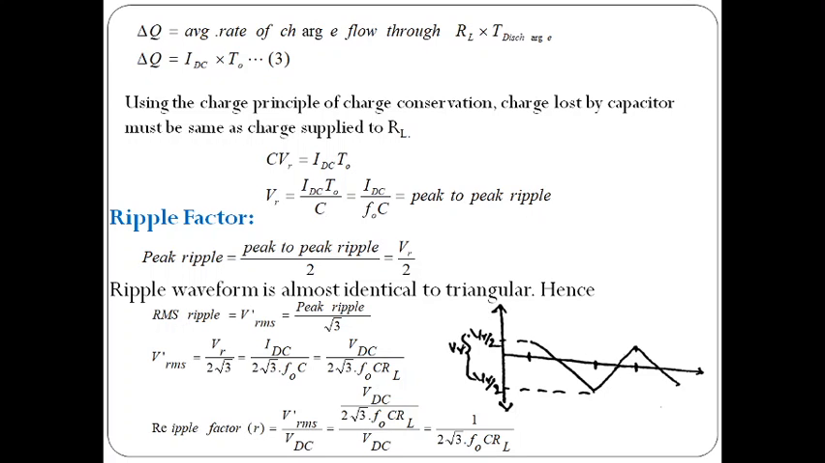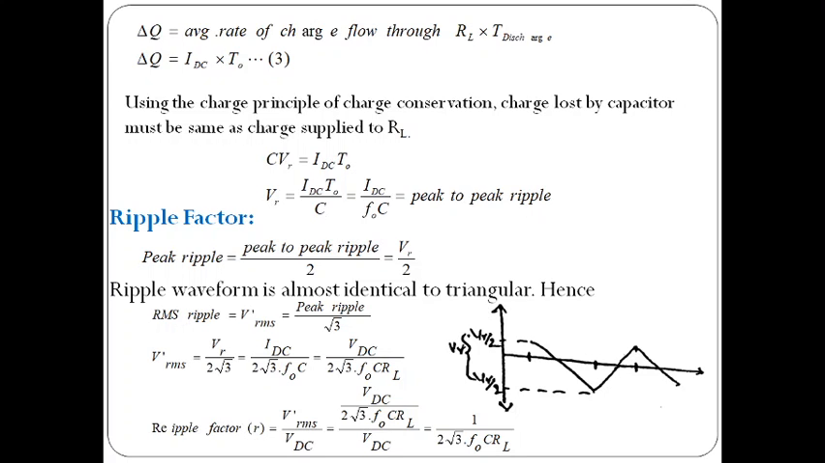We know peak ripple equals VR by 2, so V dash RMS equals VR by 2 into root 3. We know VR equals IDC by F naught into C, derived previously. From that, V dash RMS equals IDC by 2 root 3 into F naught into C. IDC equals VDC by RL, so finally V dash RMS equals VDC by 2 root 3 F naught C into RL. Now we have to write the ripple factor.